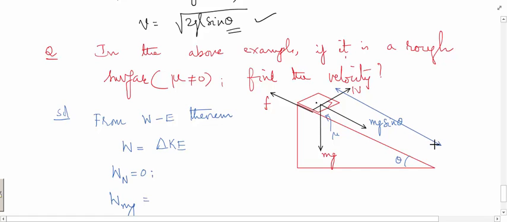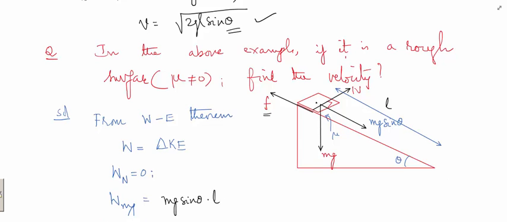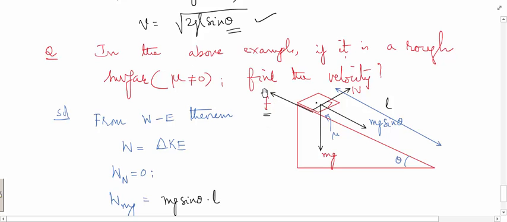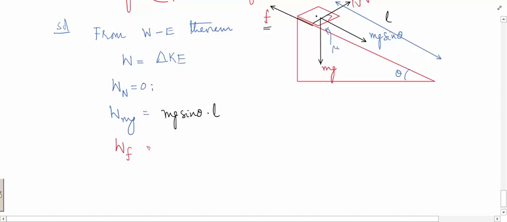Therefore the work done by gravity for the displacement L will be mg sin theta into L. Friction by nature opposes the relative motion. As the body is moving down, friction is doing work, but it is doing negative work. Force and displacement are opposite. Work done by friction is equal to minus of frictional force into displacement. So frictional force is mu into normal reaction into L.